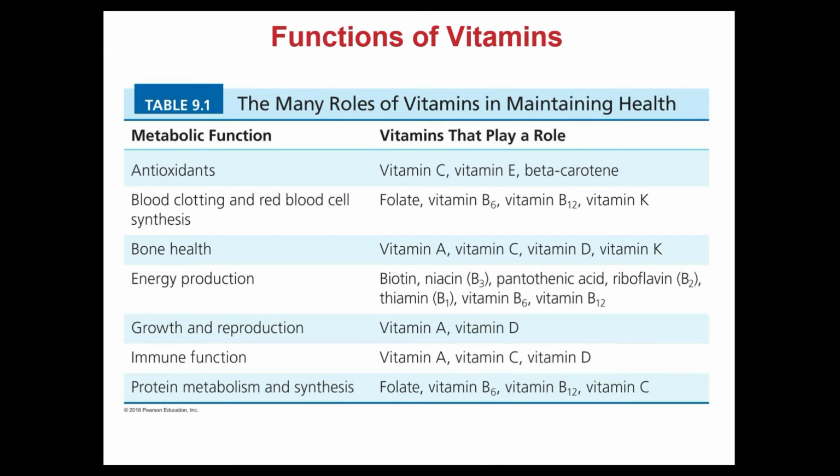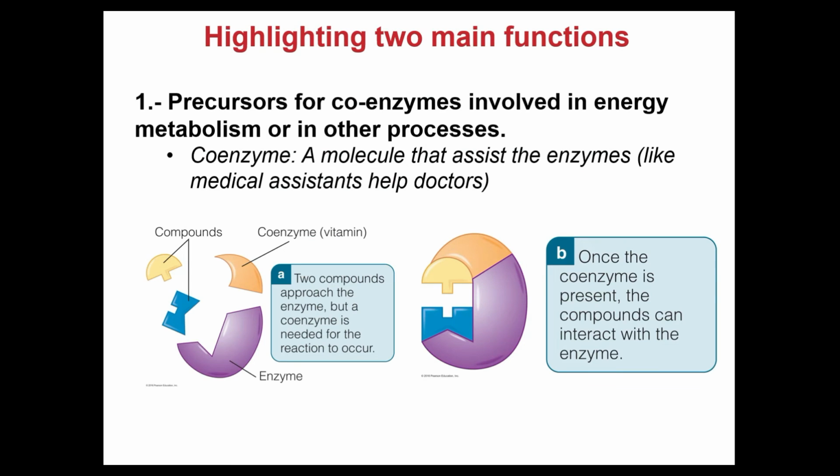Like, for example, vitamin A is involved in bone health, growth and reproduction, immune function, etc. Even though they are involved in all those processes, we can group mainly two different functions. One is that they act as precursors for coenzymes. A coenzyme is a molecule that helps enzymes to perform their function. Think of this as medical assistants, whose function is to help doctors.